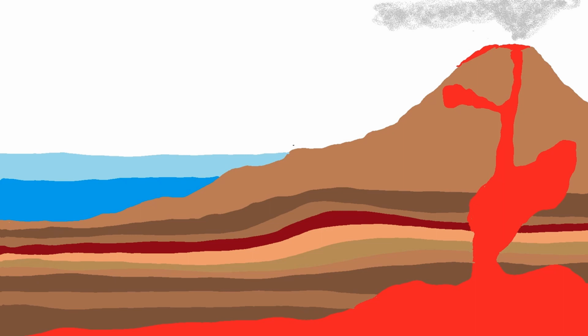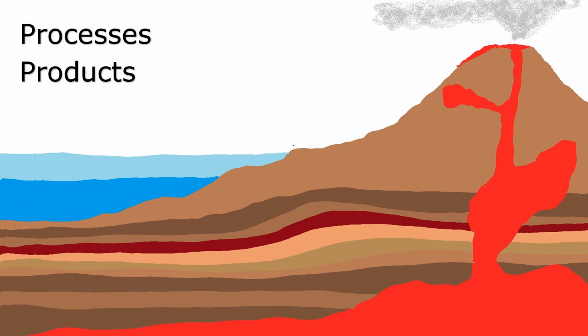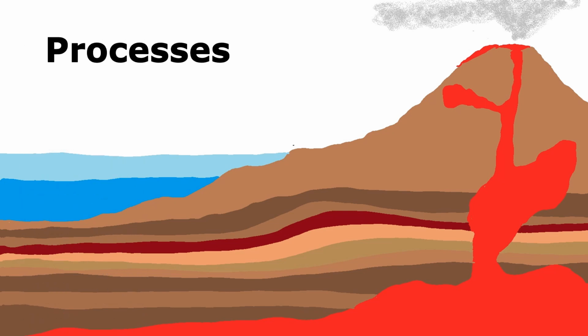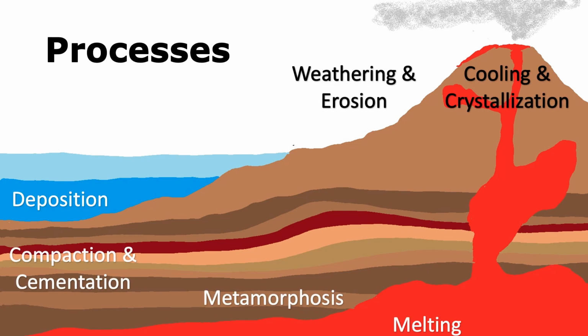There are four pieces to the rock cycle: processes, products, materials, and pathways. Processes are a specific set of conditions that will take materials or a rock and turn them into something else. For example, deep in the earth, it is very hot. Any rock that goes deep enough will melt into magma. Melting is the process.